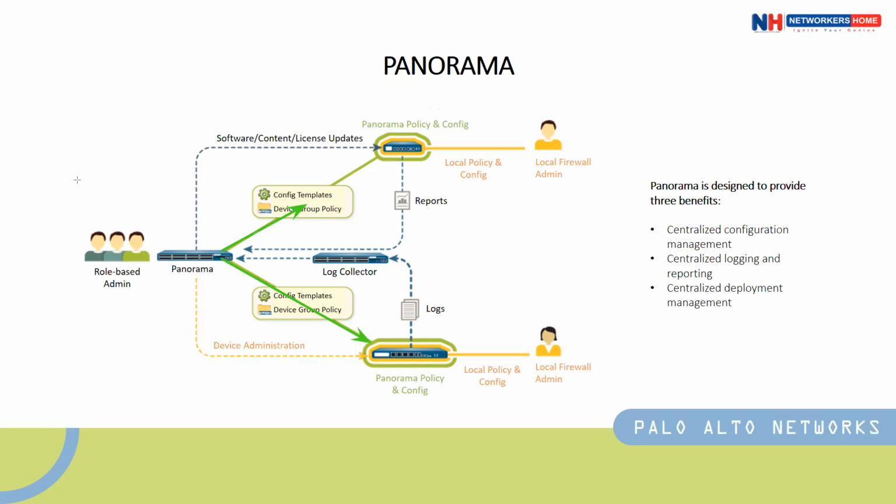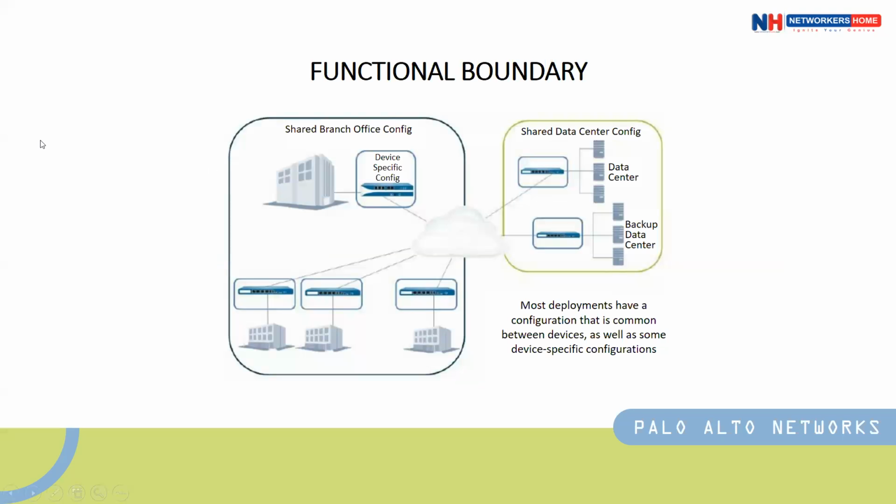Now, the major purposes of Panorama are centralized configuration management, centralized logging and reporting, and centralized deployment and management of multiple firewalls. We do have multiple purposes with Panorama. You can see we can manage our campus area networks like small branch offices. Also, we can manage data centers, right? Different location branches we can also manage. So this is a kind of centralized manager for multiple firewalls for multiple locations.